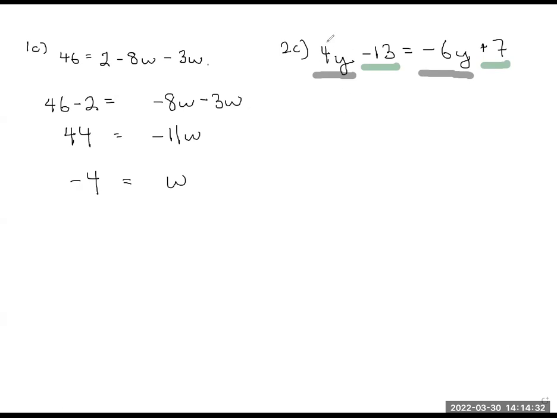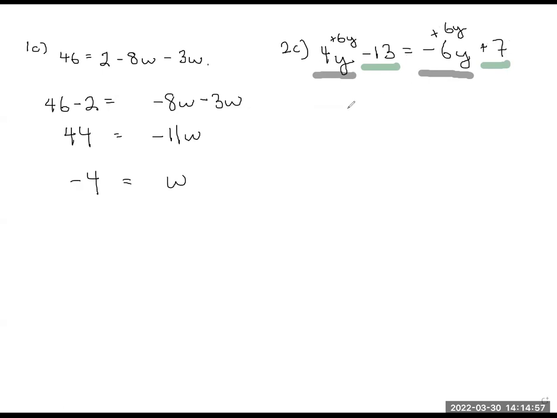So you have a choice. Do you want to get rid of the 4y and make this side variable free? Or do you want to get rid of negative 6y and make the right side variable free? Me personally, I like the variable on the left side. So I am going to get rid of negative 6y by adding 6y to both sides.